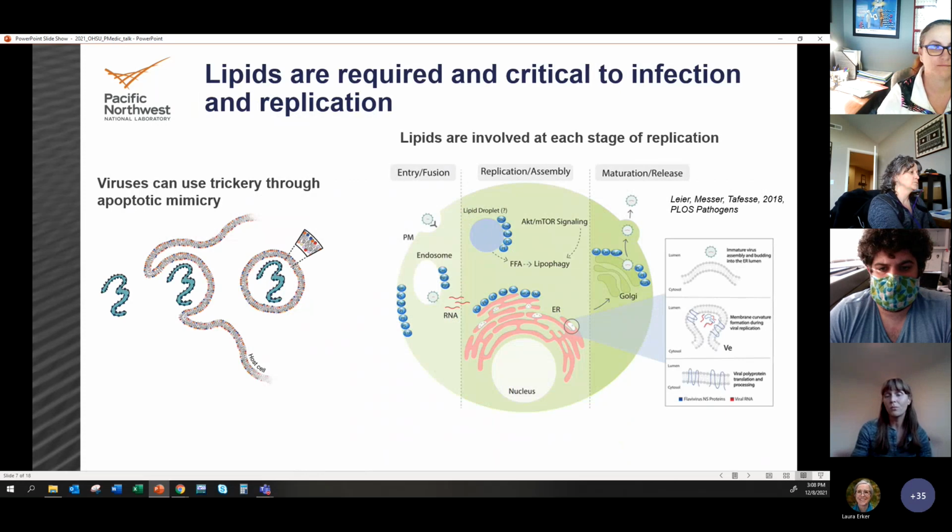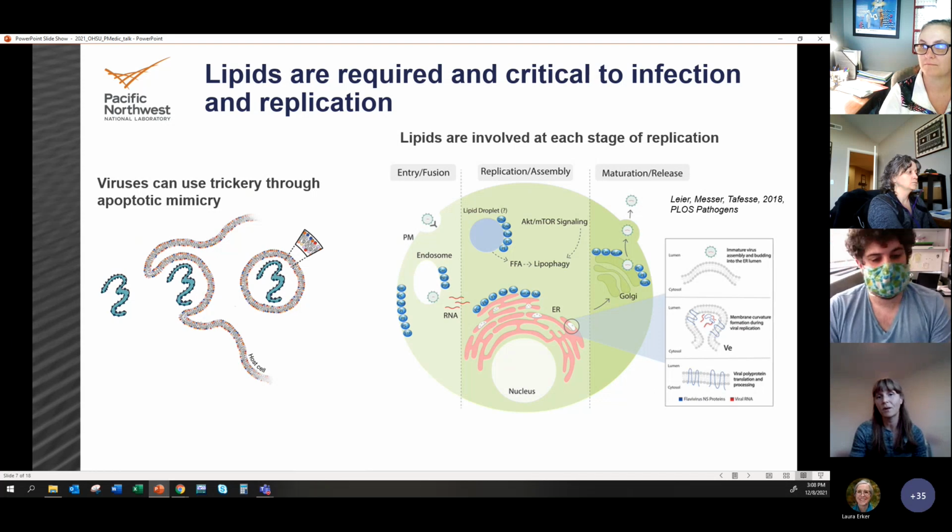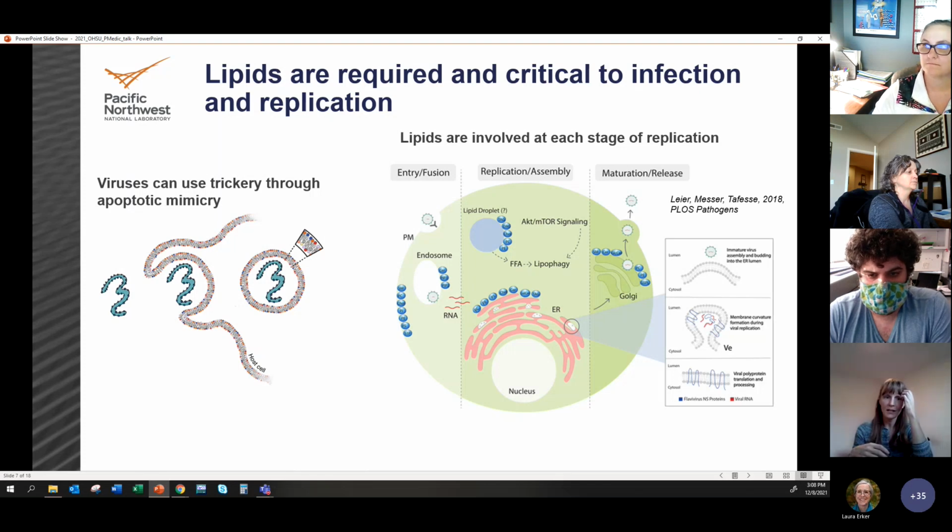So I've mentioned lipids are obviously important, but in particular, we've done a lot of viral work here, and lipids are required and critical for infection and replication. Viruses, I think, are kind of smart, if you want to call them organisms, and they can use a variety of ways to get into a host system. One way I find really fascinating is that they can trick a cell into thinking they're apoptotic debris.